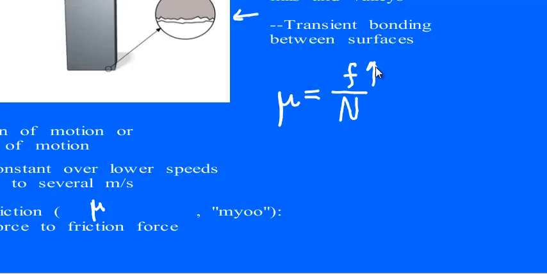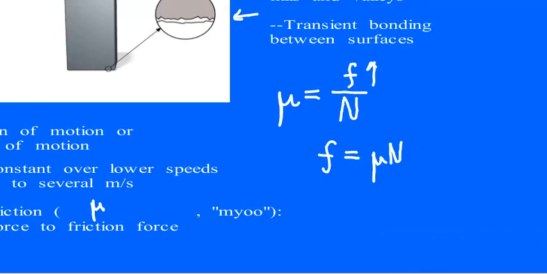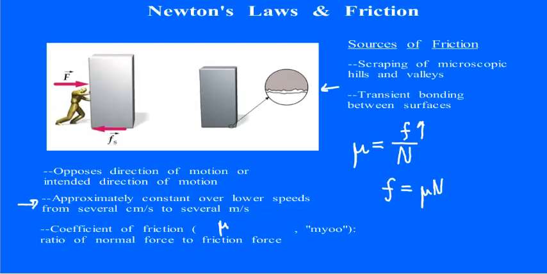Now notice I can solve for friction here. I can just multiply both sides by N, and I get this. I get an expression for the friction force that's dependent basically only on this normal force and this coefficient of friction, which will tell us about the relative roughness of the surfaces.